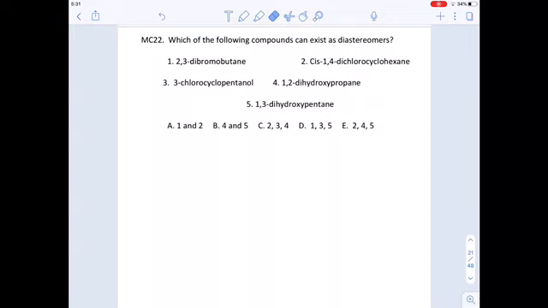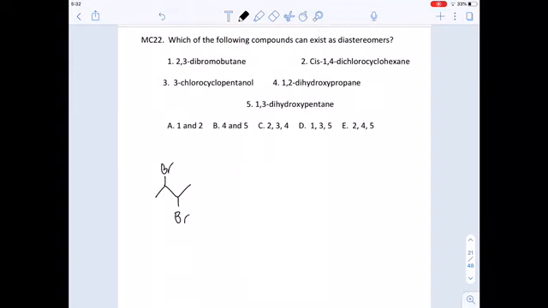Okay, so multiple choice 22 asks which of the following compounds can exist as diastereomers. And all this question is really asking is which of the following have 2 chiral centers, 2 distinct chiral centers. So what you're going to want to do is draw them all out and try to see if you can assign priority and if it's attached to 4 unique groups.